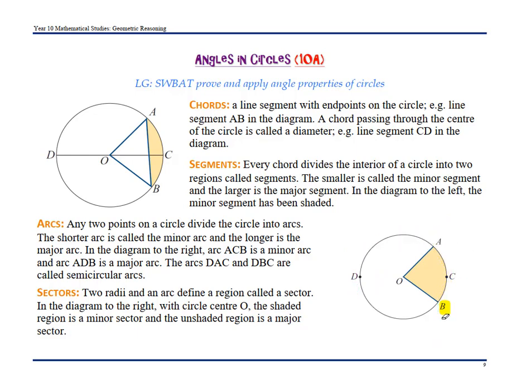Finally, sectors. Thinking about our arc, here's my ACB arc. It creates a sector. So we have a sector here, that would be my minor sector. We also have the sector on the other side, which is my major sector.